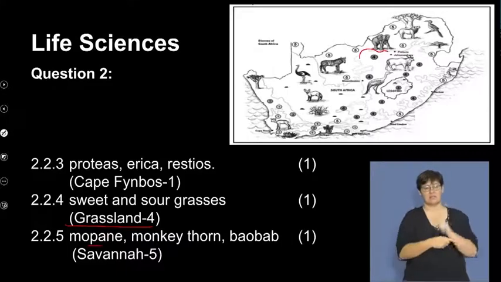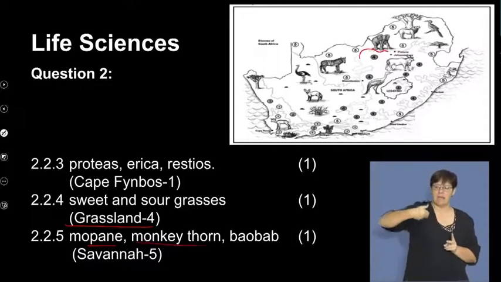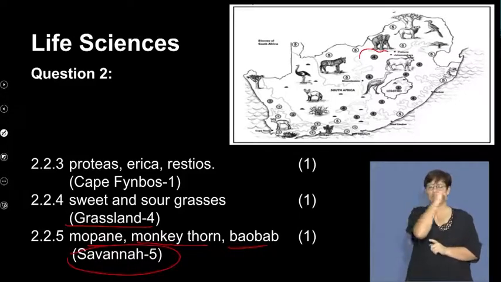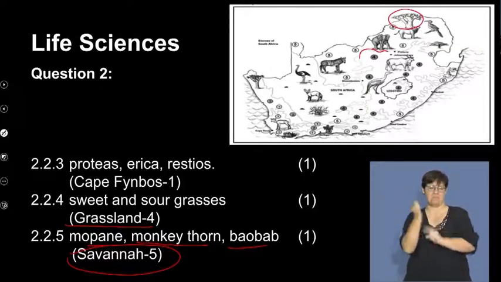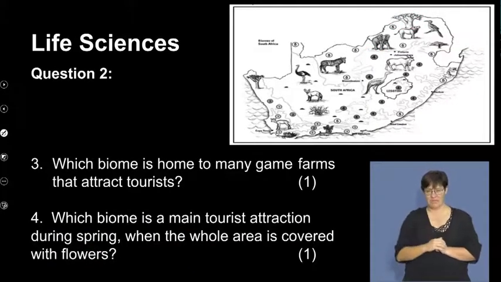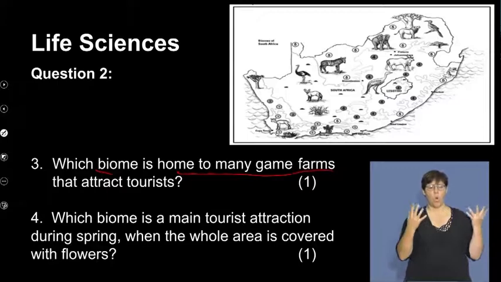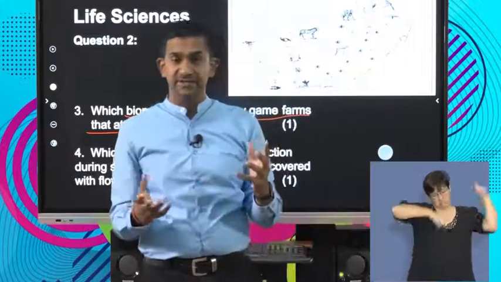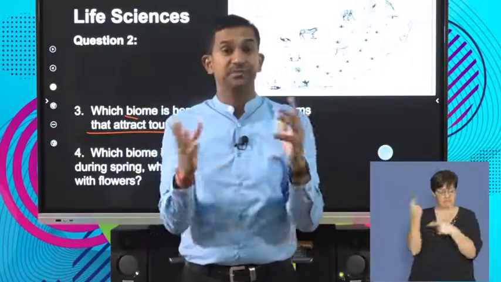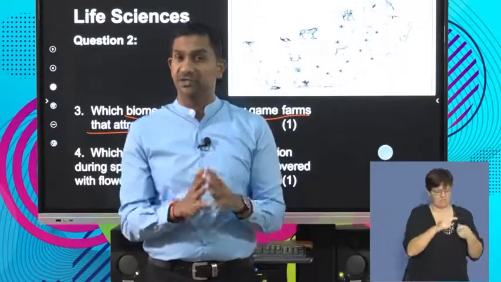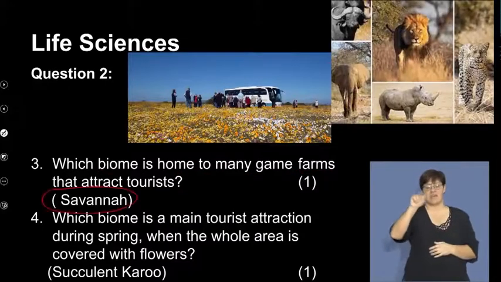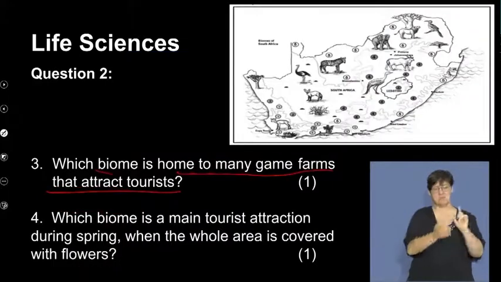And finally, plants such as the mopane, the monkey thorn tree, as well as the baobabs, which are found predominantly in area 5. And here's a beautiful image of a baobab tree that's found in that location. As we get further into the question, let's see if we can get into the next bit. Which biome is home to many game farms that attract tourists? Guys, we know that South Africa is unique for its biodiversity, but what is often a point of attraction for tourism is your big 5. And so the big 5 are predominantly found in your savanna region. So we talk about our savannas being an area that has an abundance of your big 5.